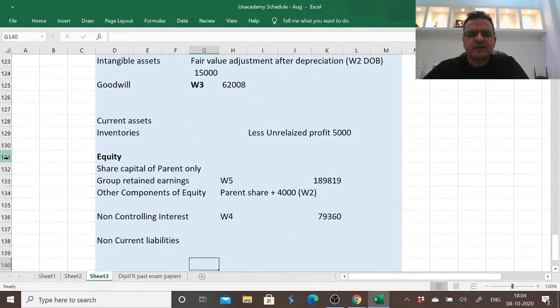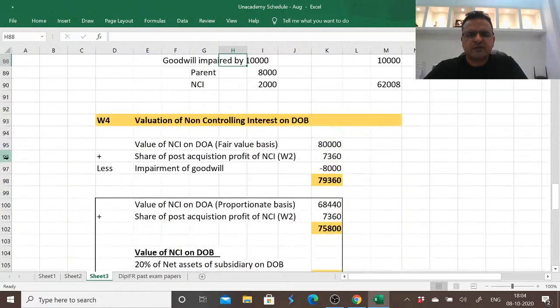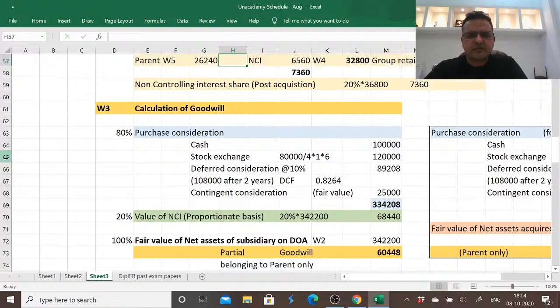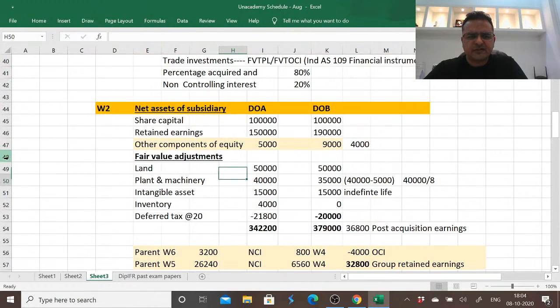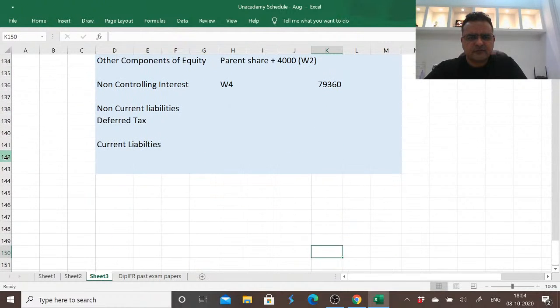And in the deferred taxes, in non-current liabilities, the deferred tax liability balance will be included along with the balance in working note number 2. The deferred tax liability balance of 20,000 is to be included in the balance sheet. It was P plus S plus 20,000 included from working note number 2.